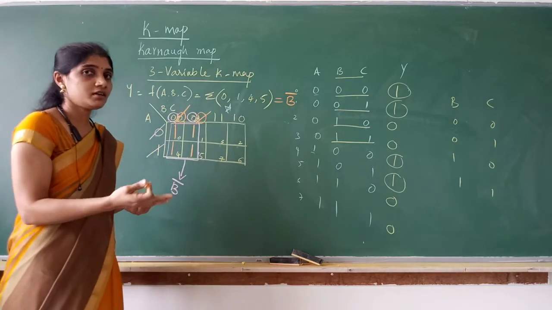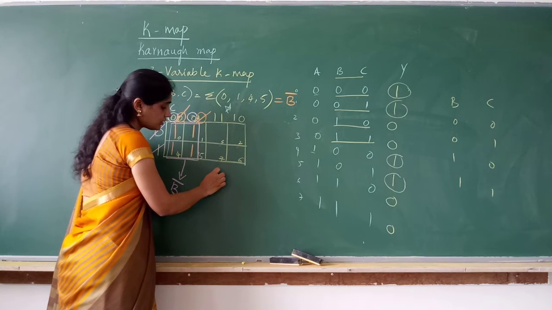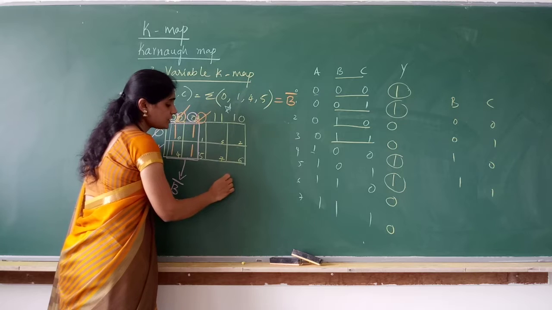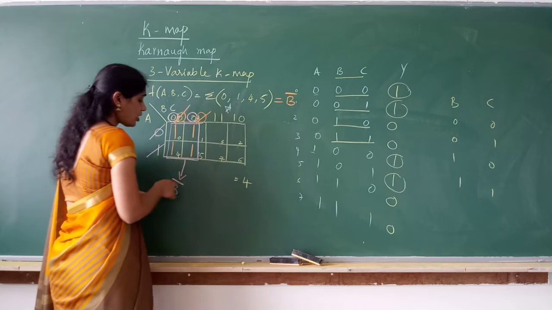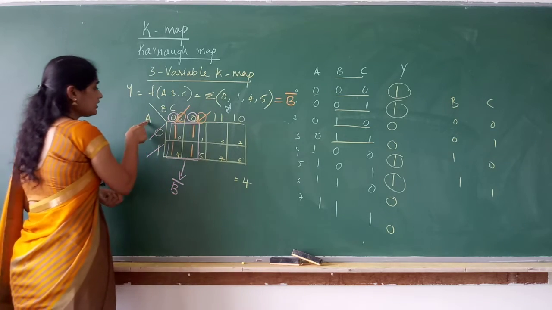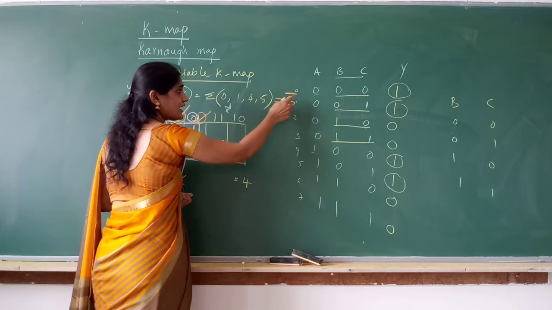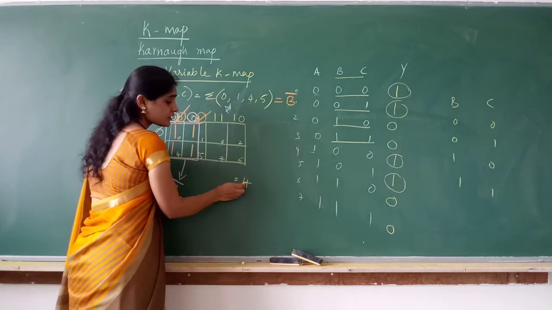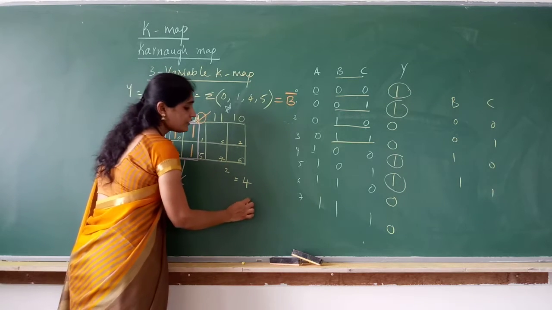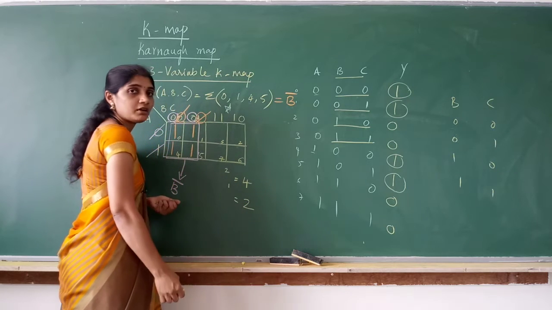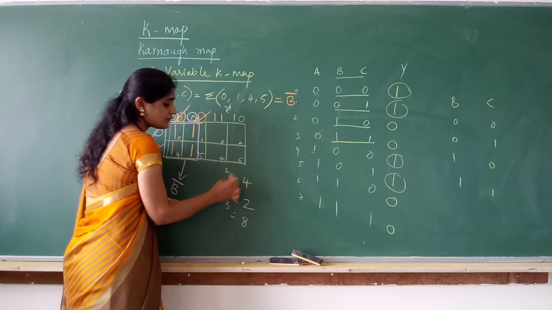Now I have another important point to tell. So we have the generalized rule. For example, how many cells have I grouped here? 4 cells. If I group 4 cells, how many variables have I eliminated? A is eliminated, C is eliminated. In the equation I have got only B bar. I have simplified. So if you group 4 cells, 2 variables are eliminated. Similarly, if you group 2 cells, 1 variable will be eliminated. If you group all the 8 cells, then 3 variables will be eliminated.